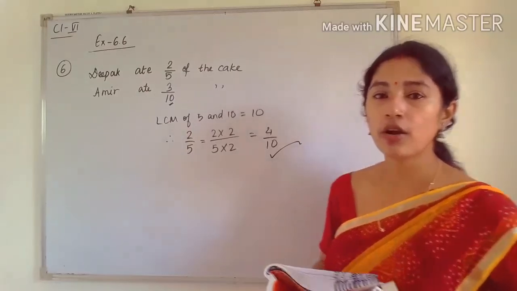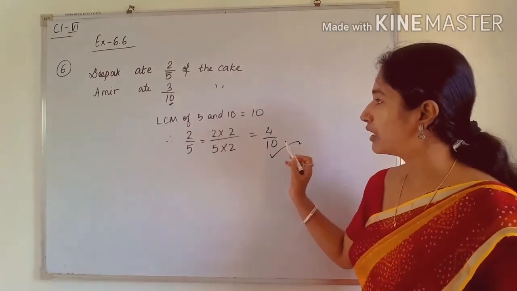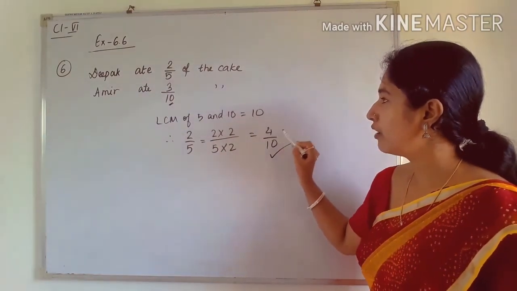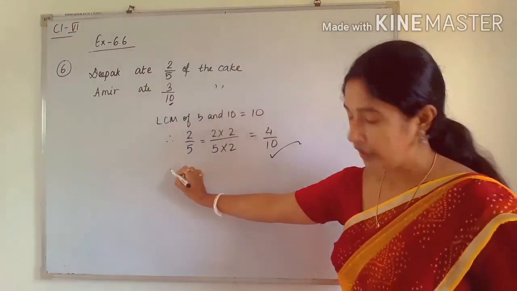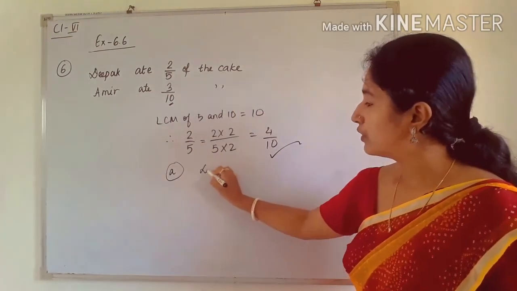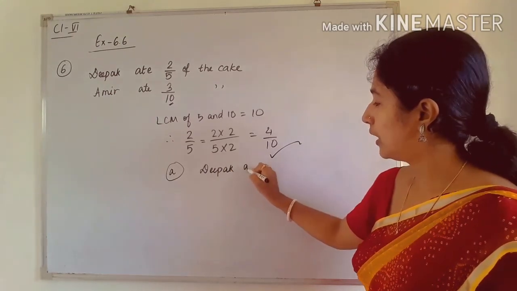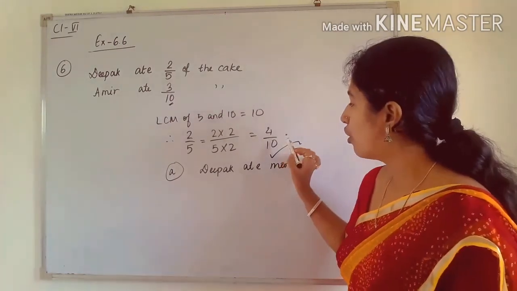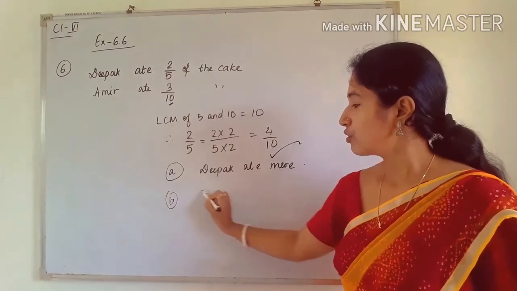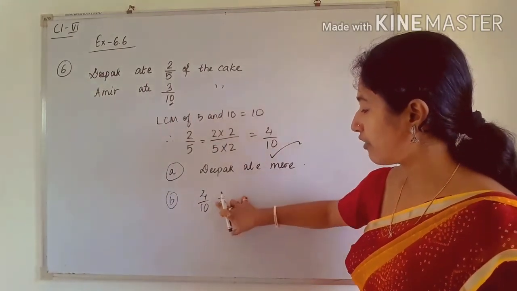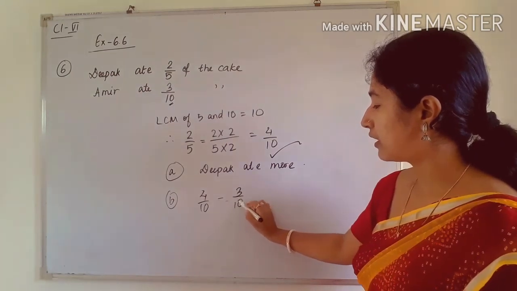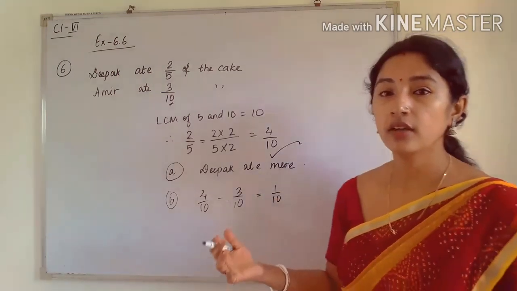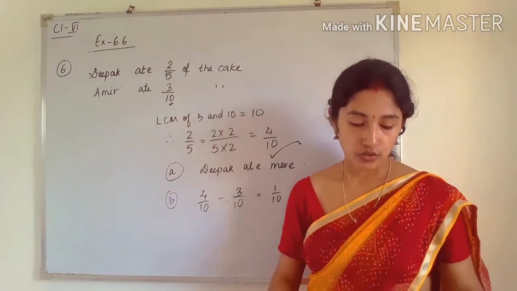So who ate more? You can now compare easily because the denominator is already the same, so you have to see the numerator. You can see here 4 is greater than 3. Therefore the answer to part A: who ate more? Deepak ate more. Okay. And next, how much more? That means now we have to subtract. So how much more? 4/10 minus 3/10. So you have to do like this. Okay. So just write the final answer. So 4/10 minus 3/10 will be what? 1/10. So you can write like this. Deepak ate 1/10 more than Amir ate.